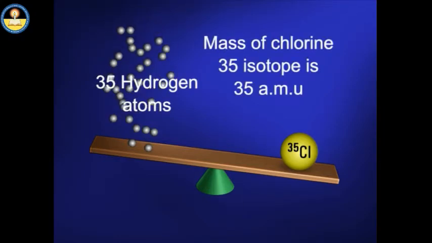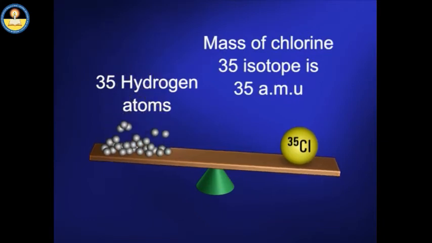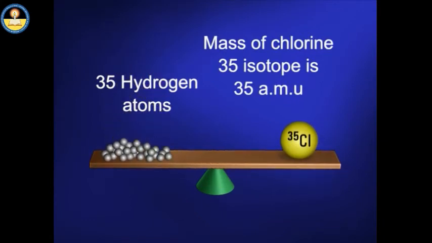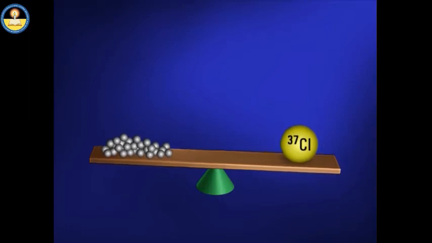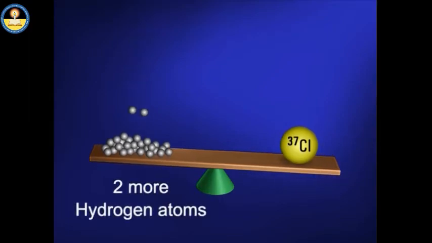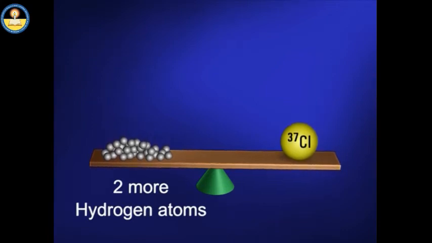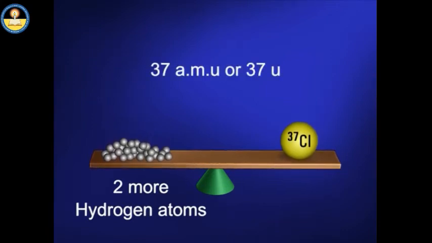Mass of chlorine-35 isotope is 35 AMU. If we take a heavier chlorine-37 isotope, we find that 2 more atoms of hydrogen are to be added to balance the beam. So, the mass now is 37 AMU or 37 u.